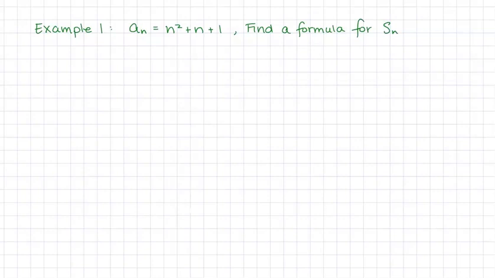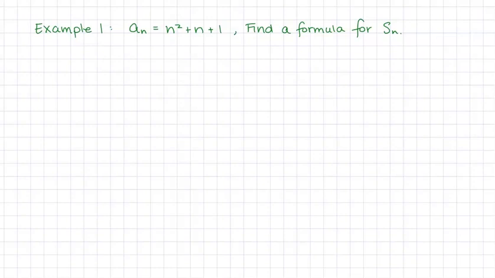So the first example, example 1. Let's say that you are given a sub n is equal to n squared plus n plus 1, and we need to find a formula for the nth partial sum, s sub n. So how would that work?